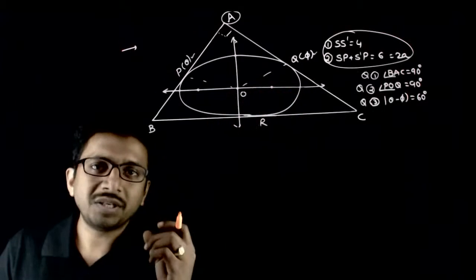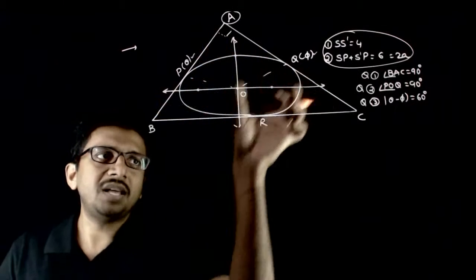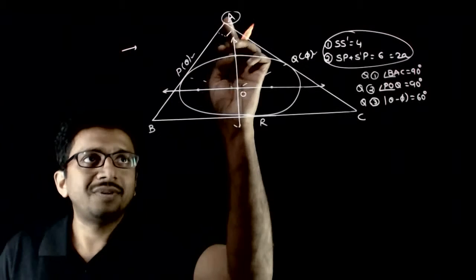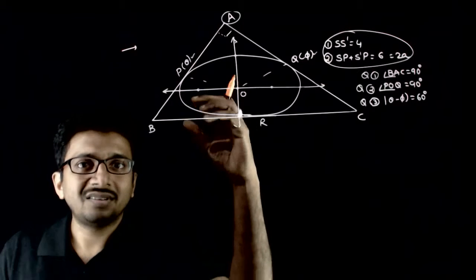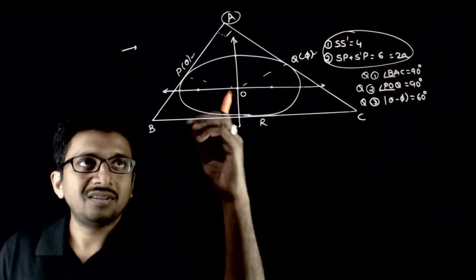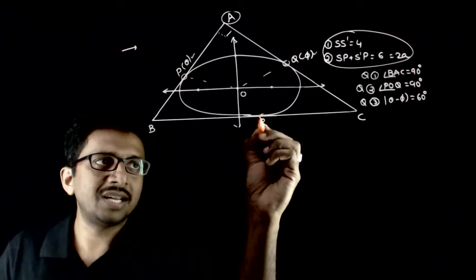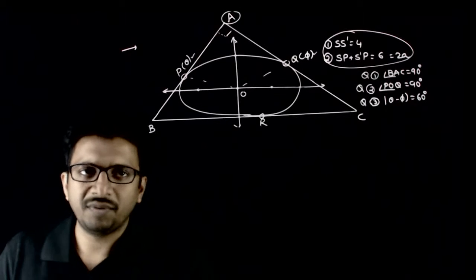P, Q, R are the points where the sides AB, AC and BC touch the ellipse. So if the triangle ABC is circumscribing this ellipse, the ellipse will touch the sides at some points. So those points are nothing but P, Q, R. So let us try to solve this one by one.